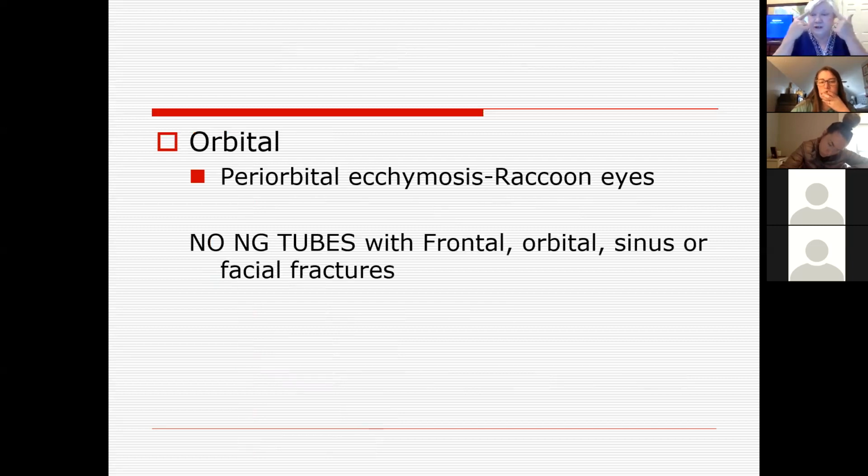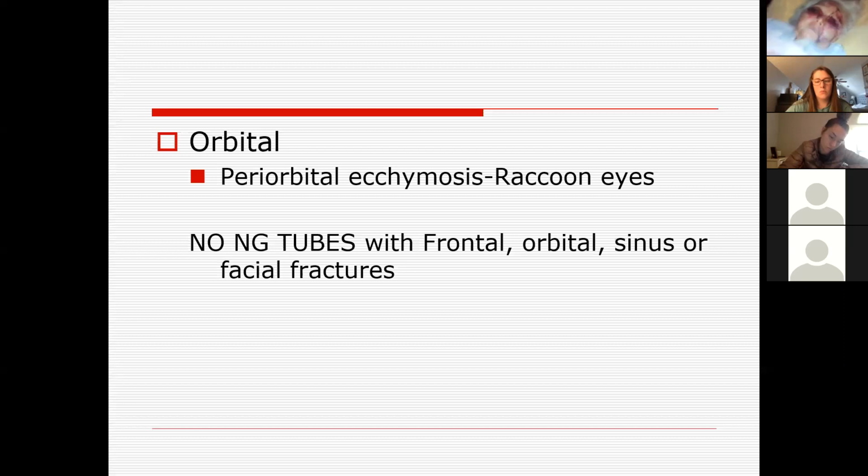Then you've got the orbits. You've got the crack in the bones behind the eyes. And these are the ones that get the huge bruising. Can you see those? Raccoon eyes. This is my mother, who's dead. She's not dead here. And she fell and she had orbital fractures. She had a bunch of fractures, but those are raccoon eyes.